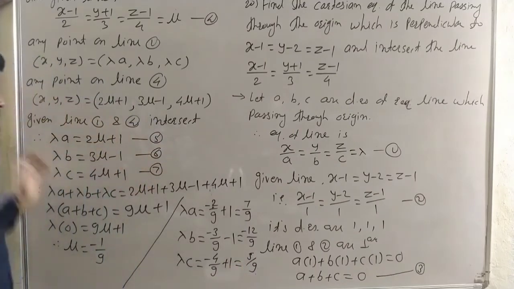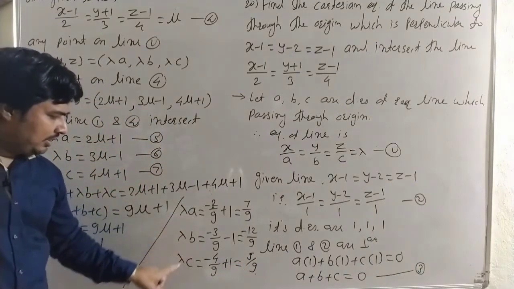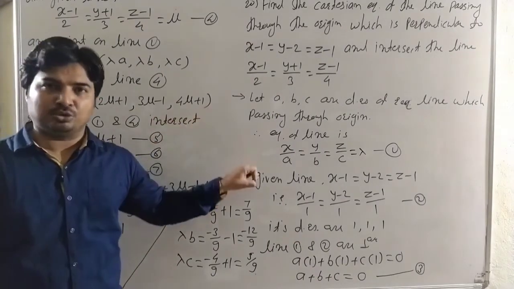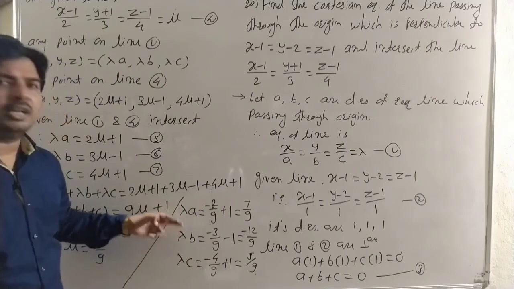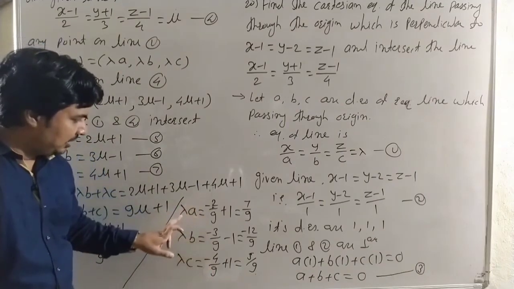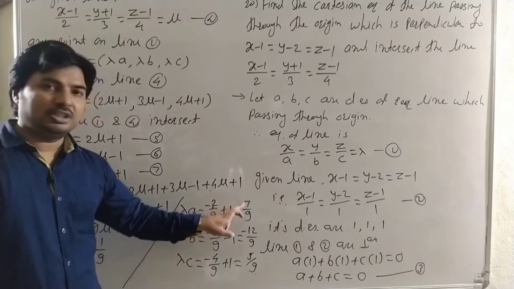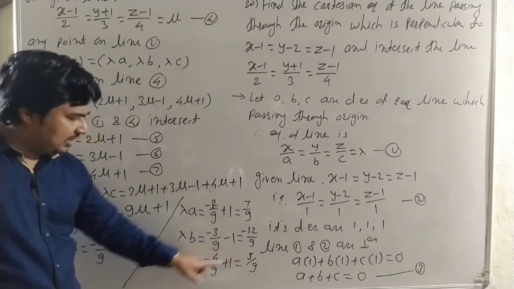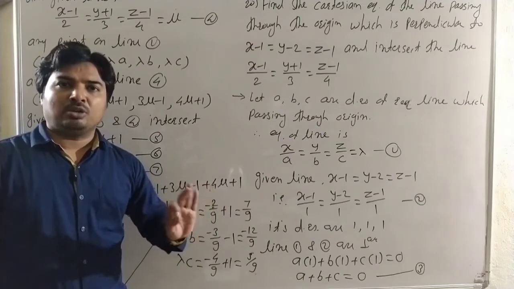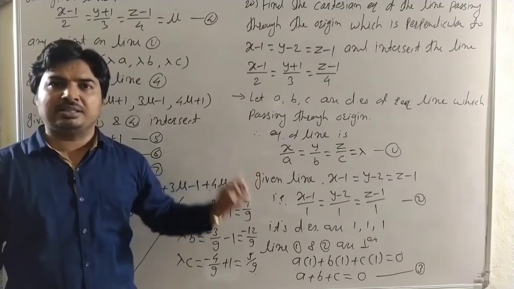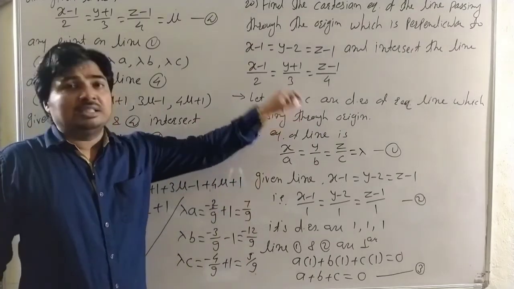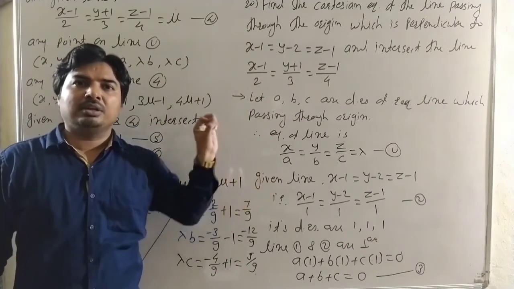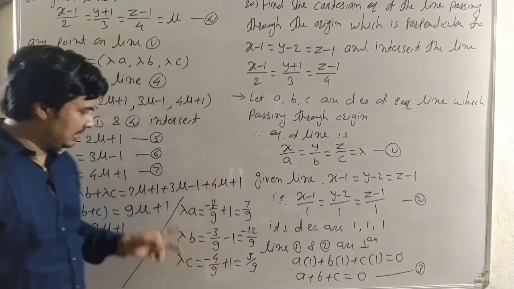See carefully. Here lambda a, lambda b and lambda c, where a, b, c are the direction ratios. Here we cannot find the exact values of a, b and c. The values are lambda a is equal to 7 by 9, lambda b is equal to minus 12 by 9, and lambda c is equal to 5 by 9. But a, b and c are the direction ratios, so we can take any numbers proportional to the direction ratios.